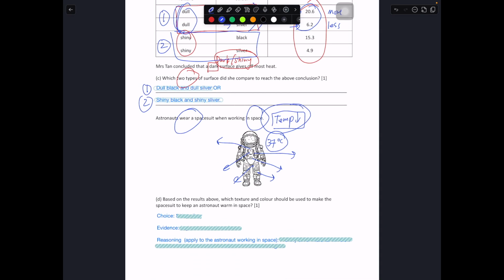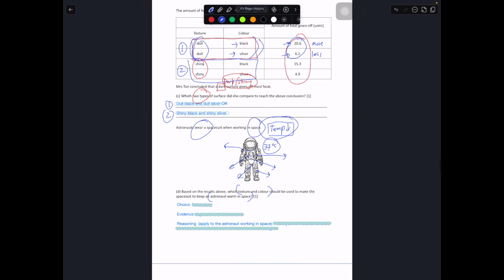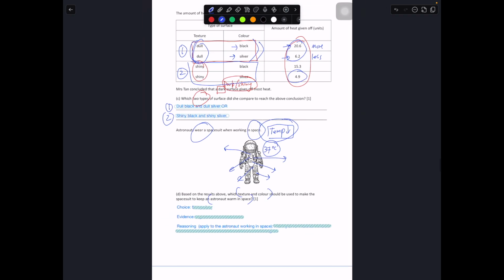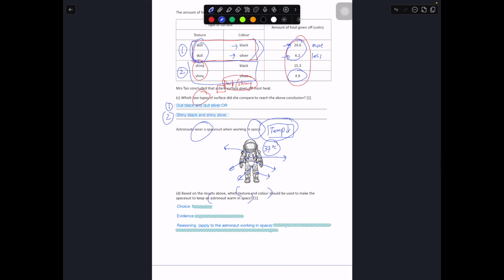So based on the result, which texture and color should this person use to make sure that the astronaut can keep warm in space? This is a typical choice-evidence-reasoning question. So which one will you choose? Of course you will choose the one with the lowest amount of heat given off. So it will be shiny and silver. Shiny silver. So the evidence is this part: it gives out the least amount of heat.